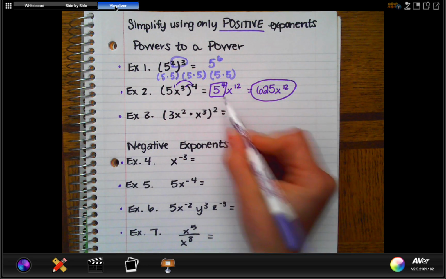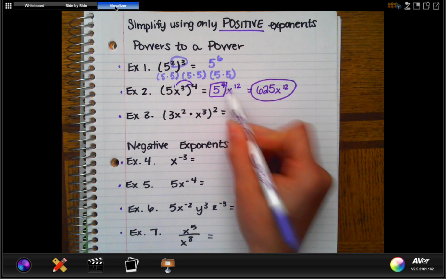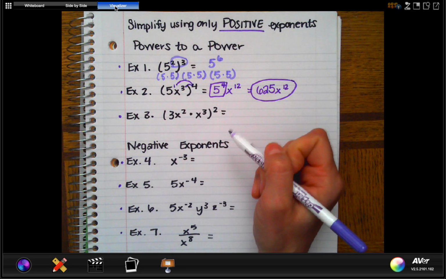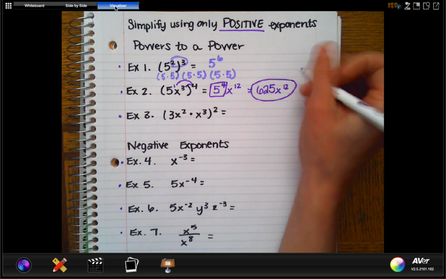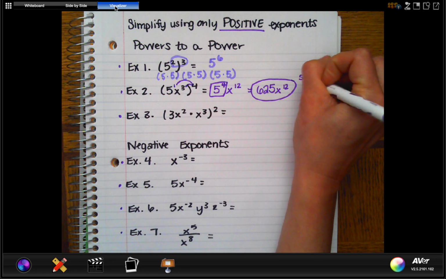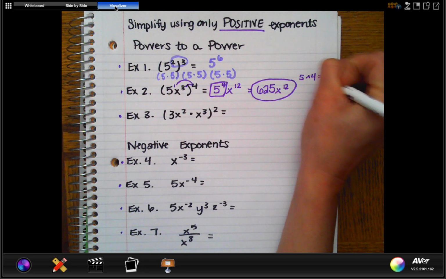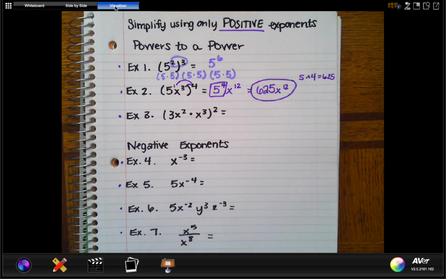Now, do I expect you to know 5 to the 4th power in your head? Probably not. You can use a calculator to do that. You can either multiply 5 4 times, or in many calculators you use the little caret key, and that's what you get. 5 caret 4 would give you 625.